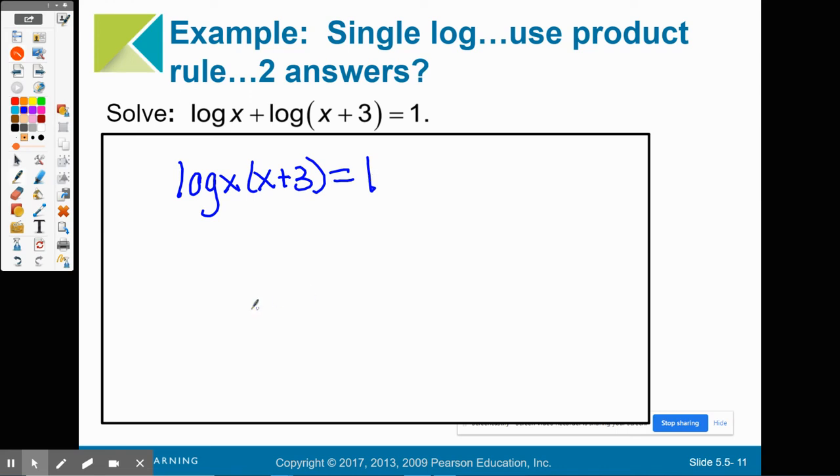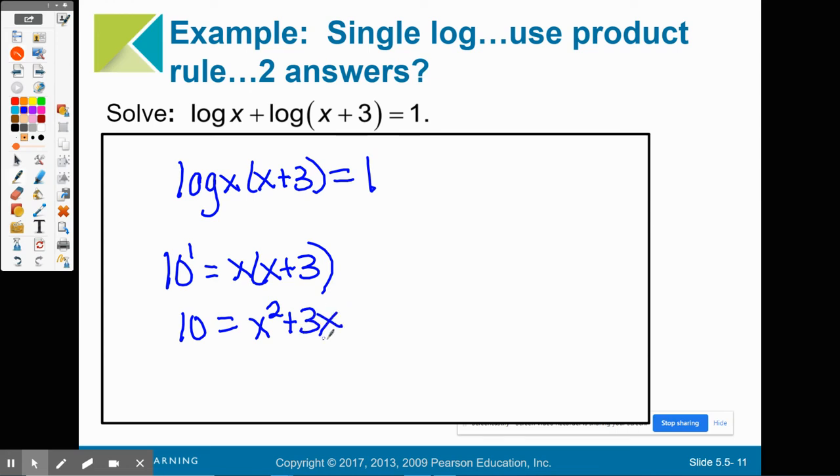Remember that this is the common log. We do have a base of 10. So now I can rewrite it. What is the base? It's 10. What is the power? 1. 10 to the first is x times x plus 3. Once you get here, you can distribute: x squared plus 3x.